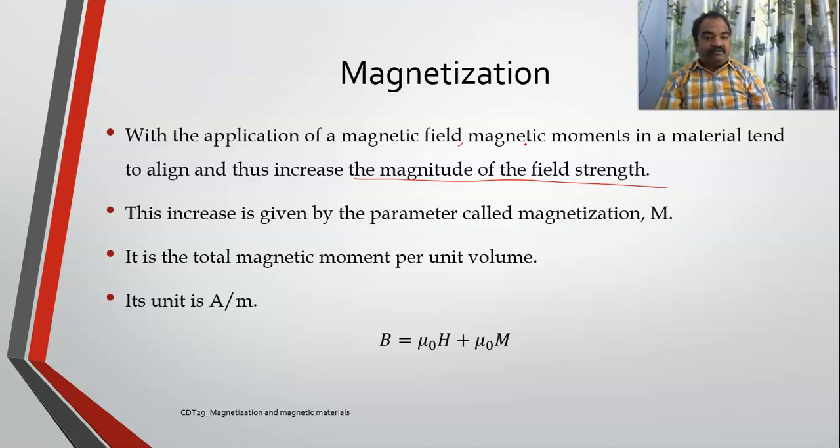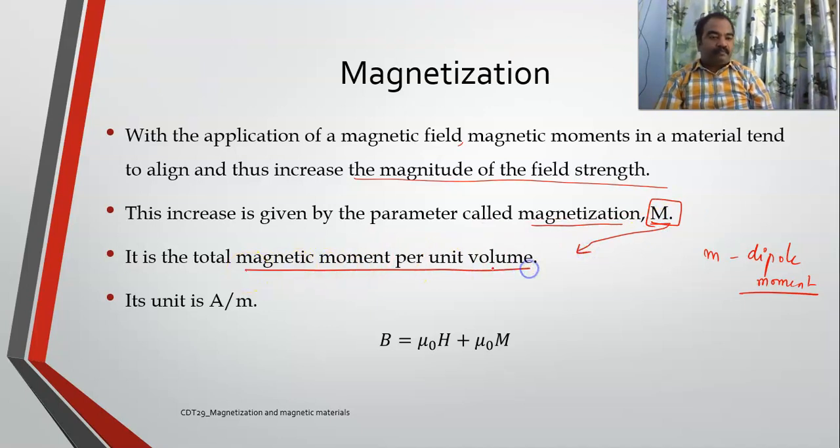So with the application of an external field, there may be a change in the net magnetic moment, and this change is given by the parameter called magnetization, referred to by capital M. Do remember, small m is the dipole moment, capital M represents the net change in dipole moment, which we call magnetization, and it is defined as magnetic moment per unit volume. Its units are ampere per meter.